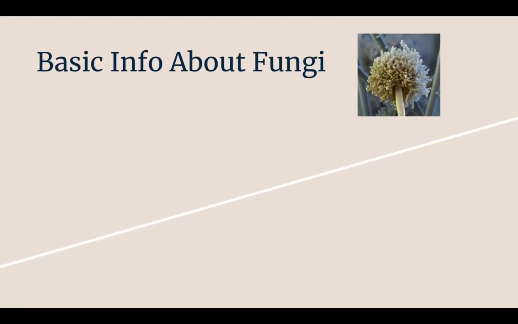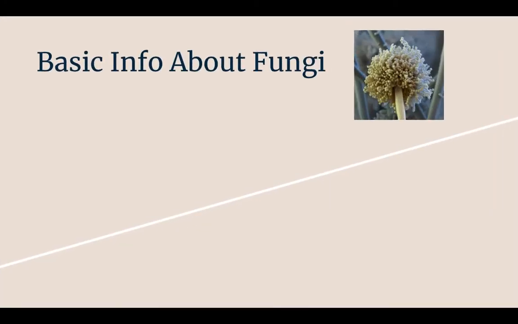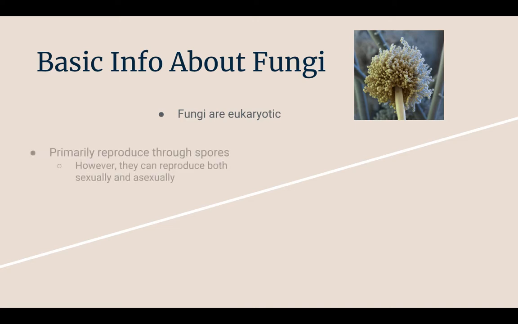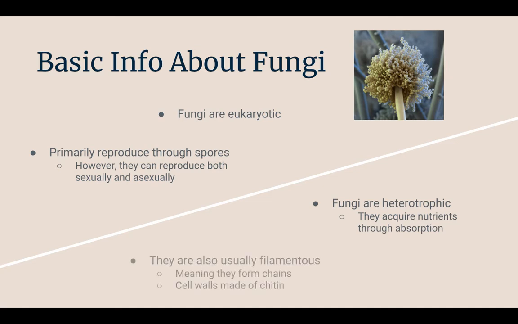To start off, let me give you some basic information about fungi. First, they are eukaryotic, meaning their cell's nuclei have a membrane surrounding it. Then, they primarily reproduce through spores. However, they can reproduce both sexually and asexually. Next, fungi are heterotrophic, meaning they acquire nutrients through absorption. And finally, they are usually filamentous, meaning they form chains, and their cell walls are made of chitin.